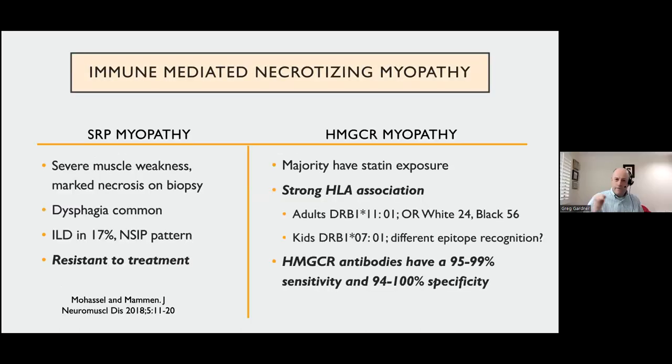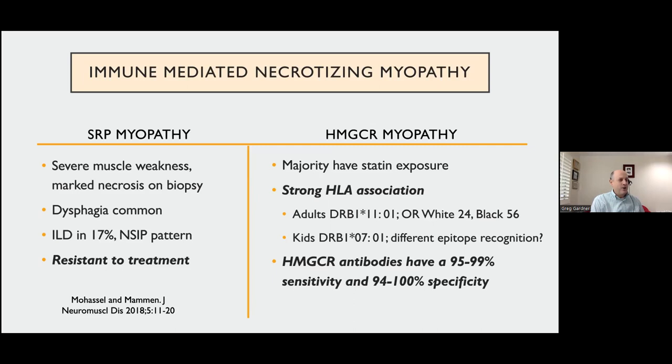Okay, good. So SRP myopathy: severe muscle weakness, marked necrosis, some ILD, very resistant to therapy. HMG-CoA reductase myopathy: statin exposure is very strong, strong HLA association in kids and adults. And the antibodies have a high sensitivity and specificity, which is very, very helpful in these situations.